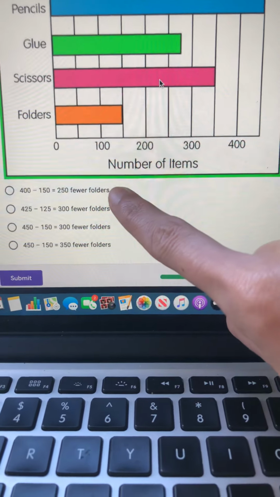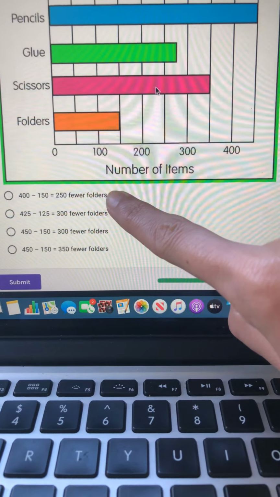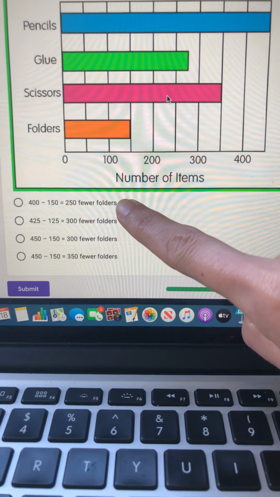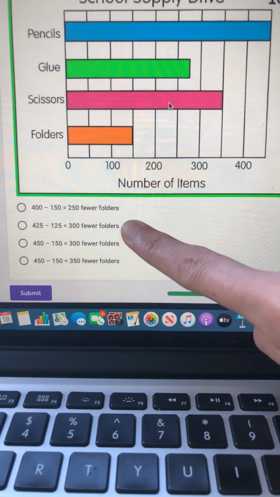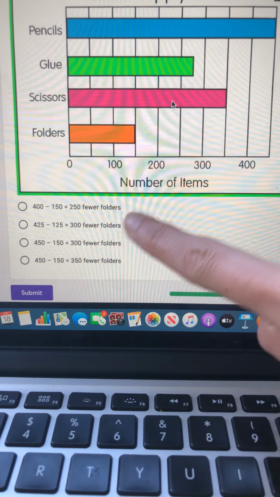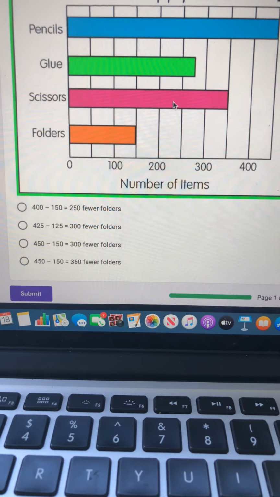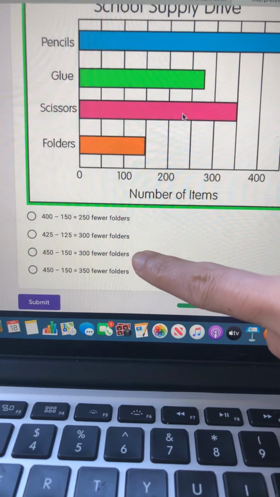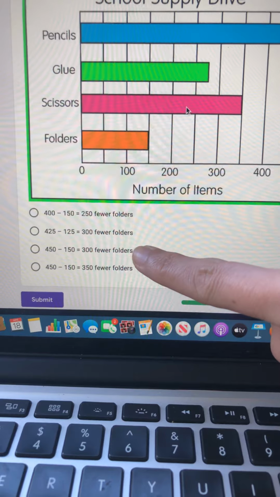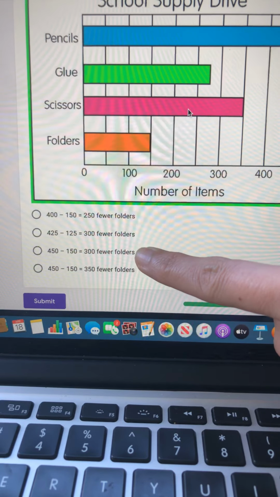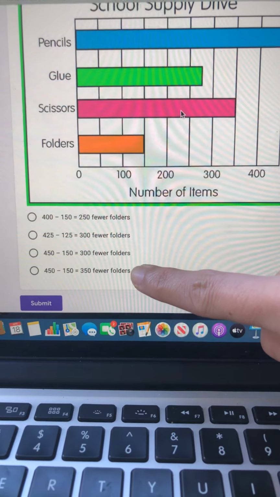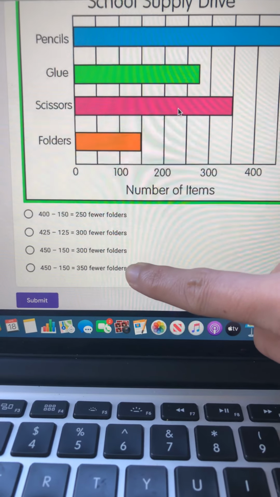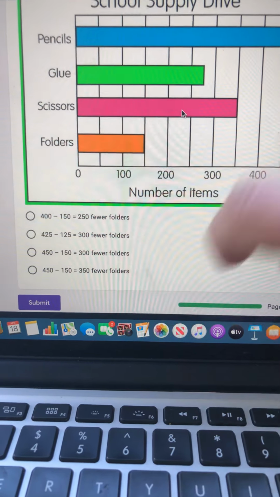So was it 400 minus 150 equals 250 fewer folders? 425 minus 125 equals 300 fewer folders? Is it 450 minus 150 equals 300 fewer folders? Or 450 minus 150 equals 350 fewer folders?